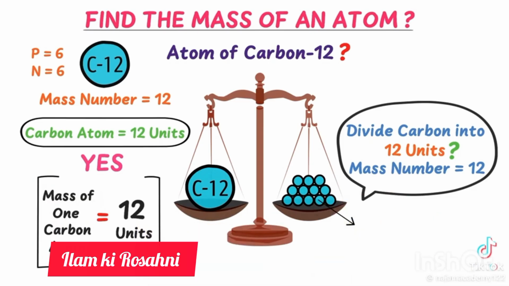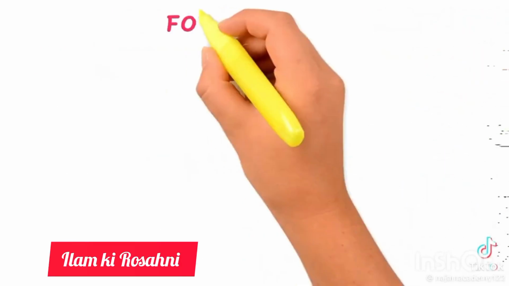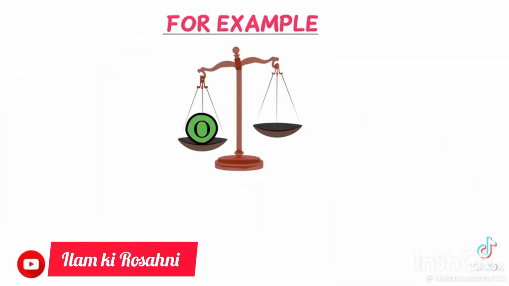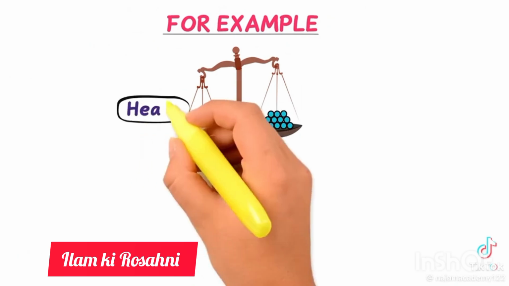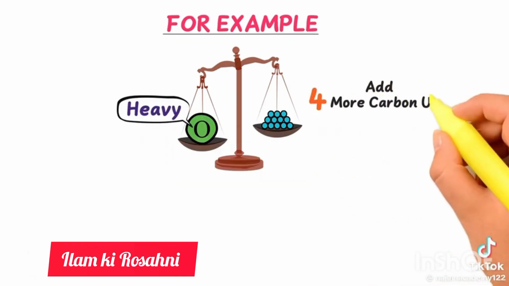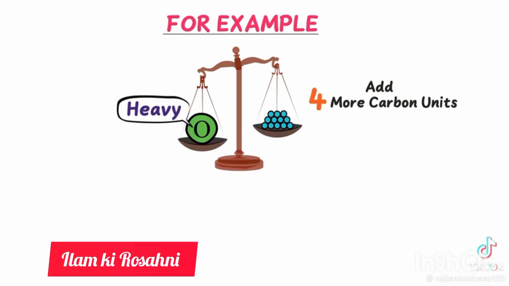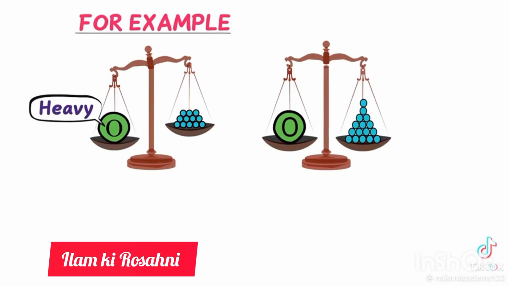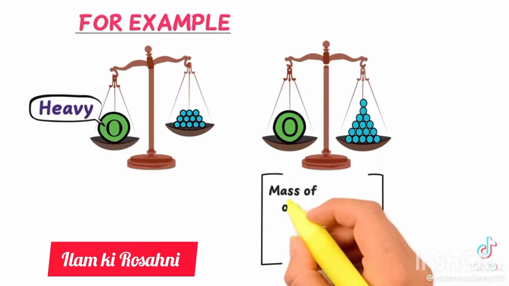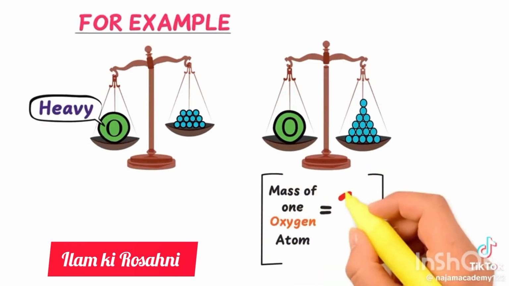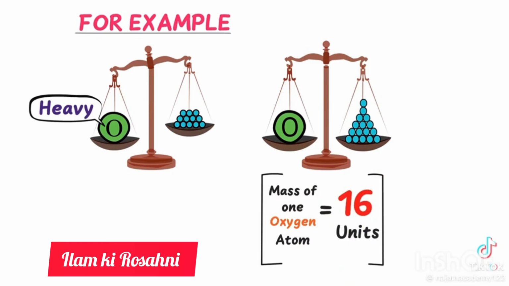Now we will use these small units of carbon as standard unit to measure the masses of different atoms. For example, consider a single atom of oxygen at one side of the balance and 12 units of carbon at another side. We observe that oxygen atom is heavier. We will add 4 more carbon units to this side and the balance gets equilibrium. Thus we say that the mass of a single oxygen atom is equal to 16 units of carbon.